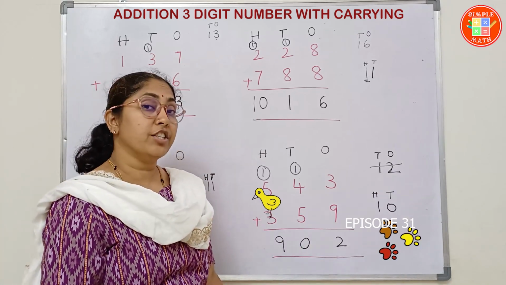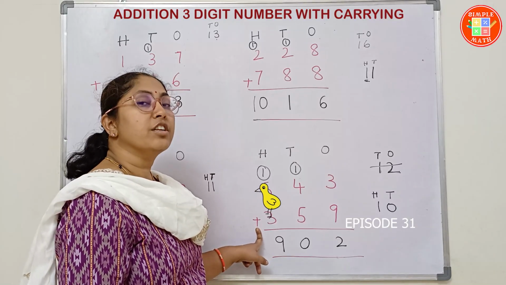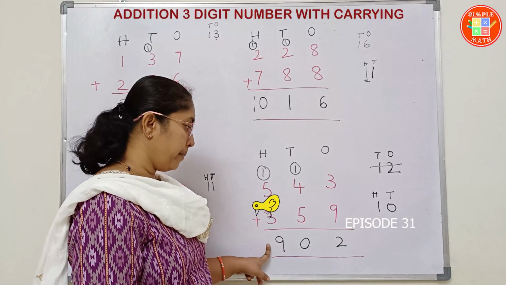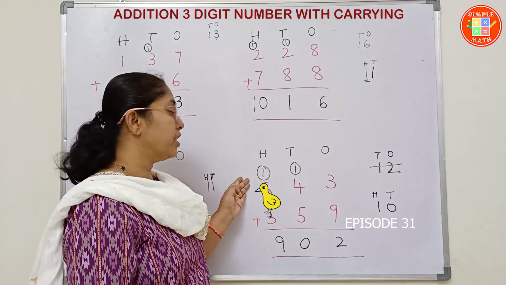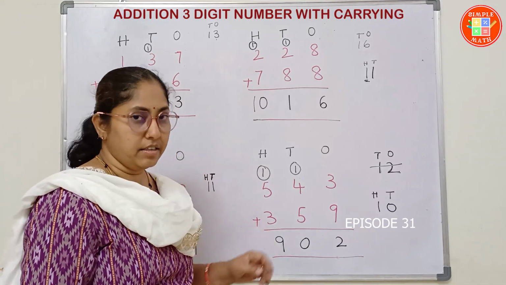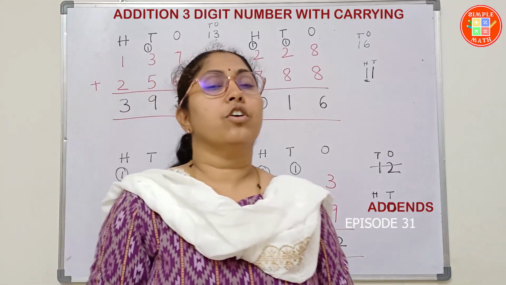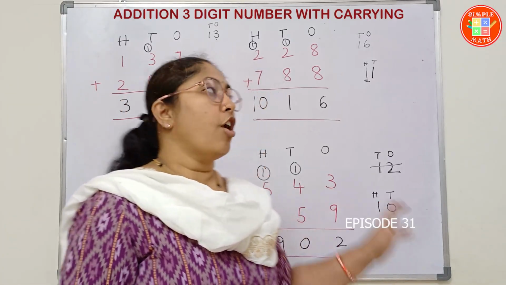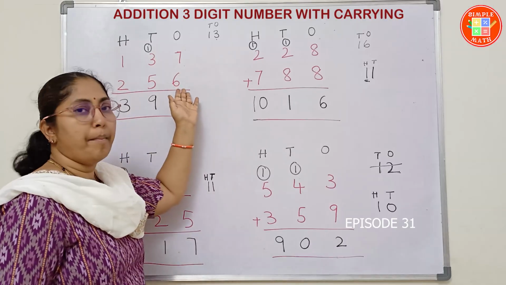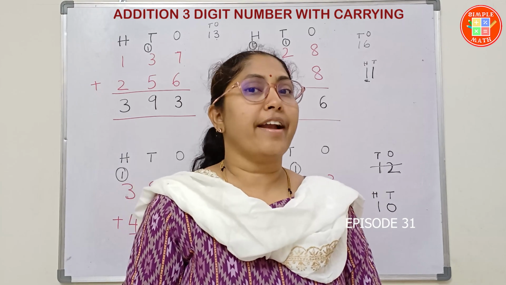What is the sign of addition? Plus. The answer in addition is called the sum. The numbers which we are adding are called what? Addends. Clear, children? So this is addition of a 3-digit number by a 3-digit number with carrying. Hope you understood.